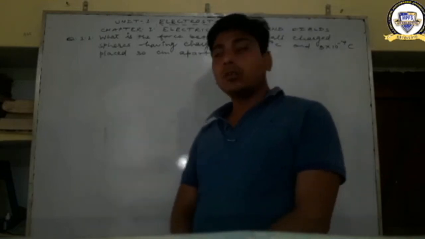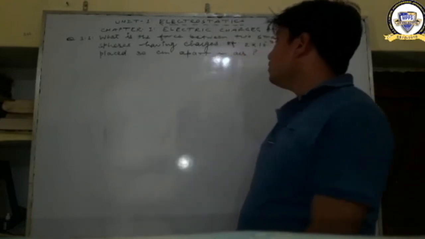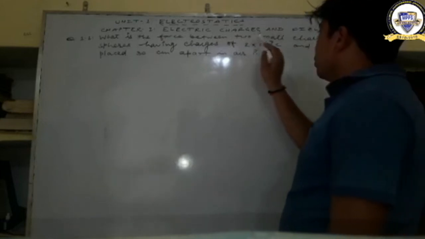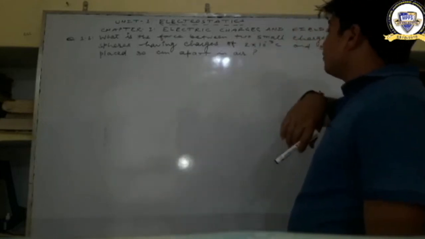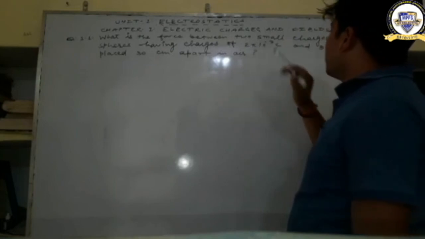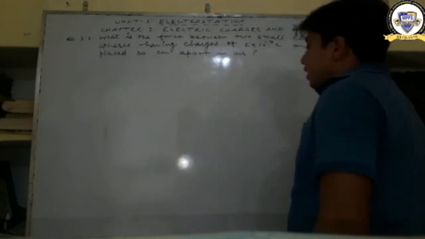Here the question is, what is the force between two small charged spheres having charge of 2 into 10 power minus 7 coulomb and 3 into 10 power minus 7 coulomb placed 30 centimeter apart in air?